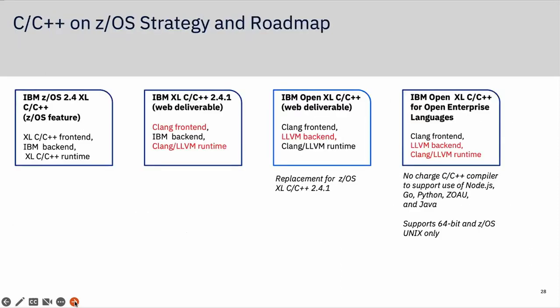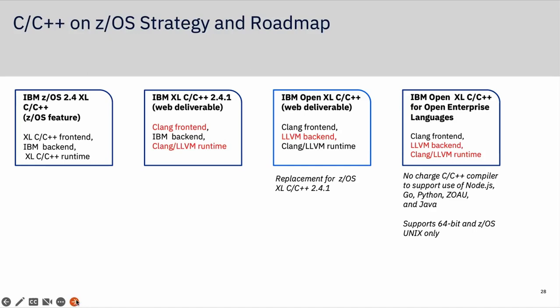Just want to leave you with this: we have so many flavors, I just want to make sure that everybody's not confused. We have the one that is in the operating system, it stays there. We have C and C++ 2.4.1, which only uses the LLVM technology for the front end. If you're using this one, then we recommend that you go to the Open XL C and C++, because that is the full LLVM backend technology. Your front end code is pretty much the same. So that's what we're recommending.